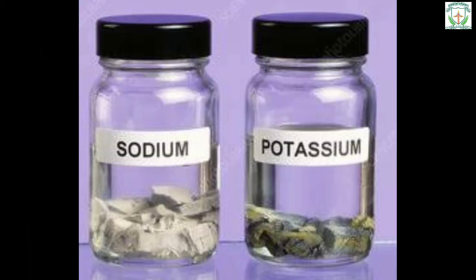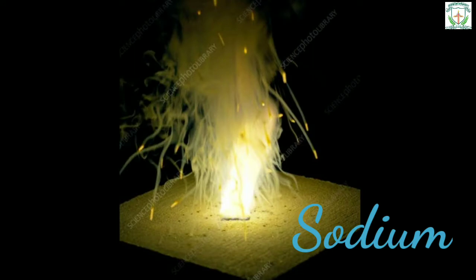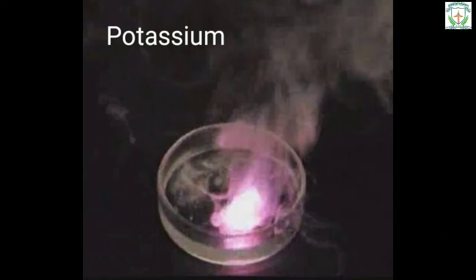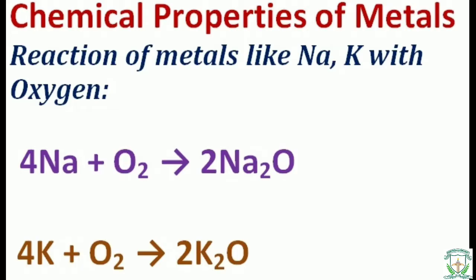When we talk about sodium and potassium, these are the metals which react most. If we keep sodium and potassium in open air, they are going to catch fire. In this chapter, we understand how reactive each metal is. For example, if you take the alkali metals like sodium and potassium, they react vigorously. Even at room temperature, they are reacting with oxygen. So, when sodium and potassium combine with oxygen, they give their respective metal oxides.